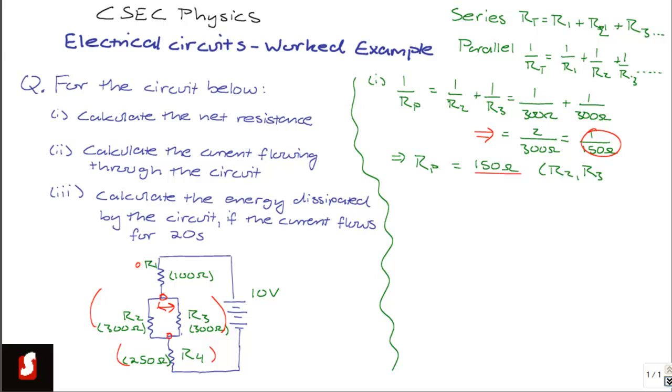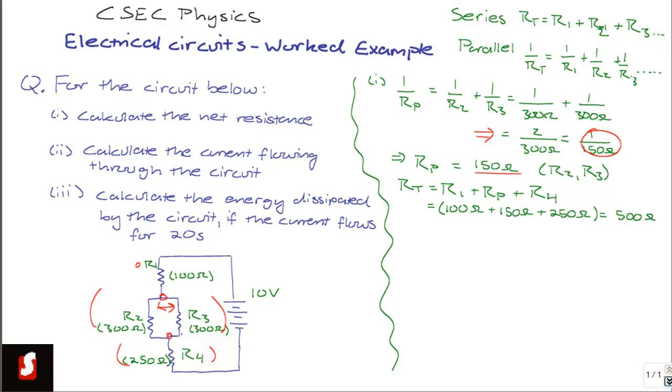So the net resistance of the circuit is now R1 plus Rp plus R4, which is equal to, and here you can sum the resistances because all of the resistors are in series, 100 ohms plus 150 ohms plus 250 ohms, which is equal to 500 ohms. That is now the net resistance of the circuit.